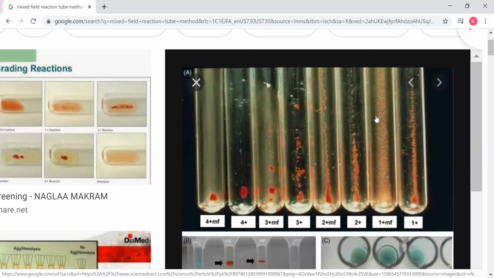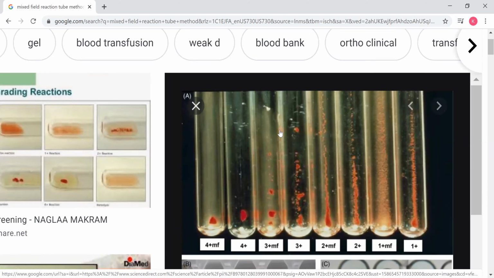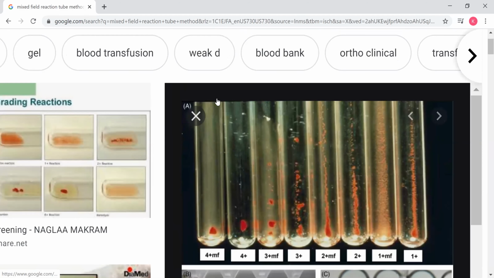So here's some of your mixed field reactions. Cool. Okay.